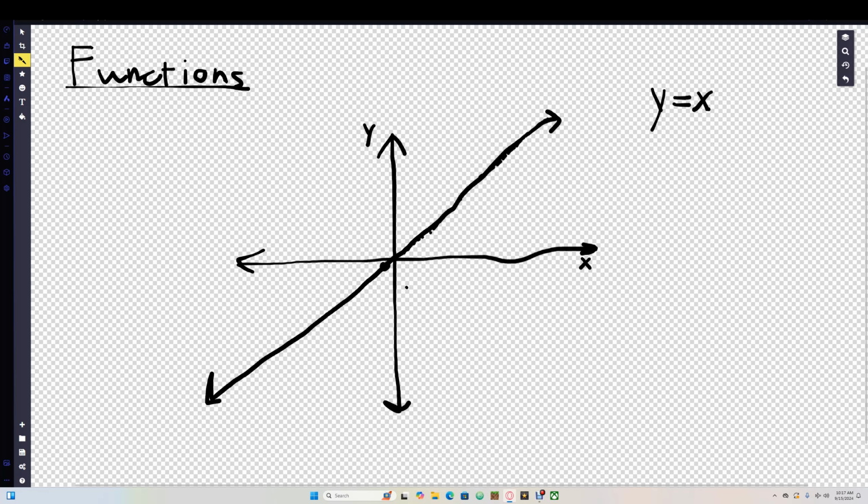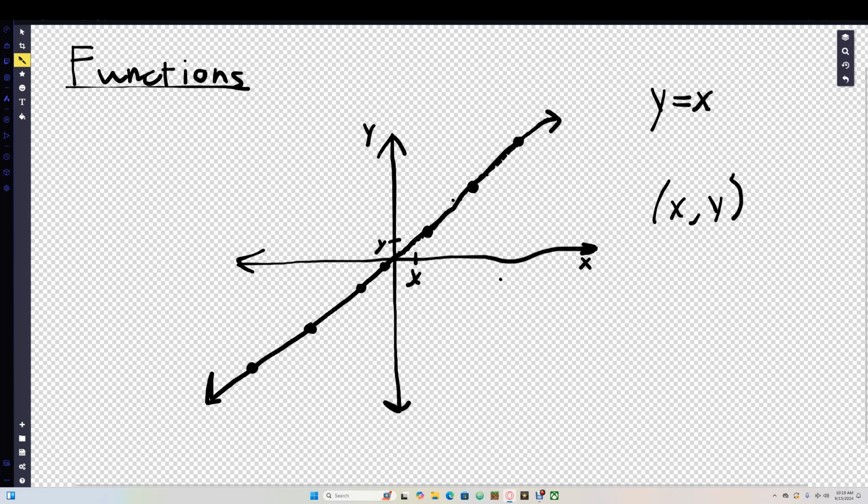This graph is created by plugging in an input at x and getting your output, plotting that spot on the y-axis. So you have your equation, you plug in your value for x, you get your output for y, and you use that as coordinates to be able to plot points on this line.